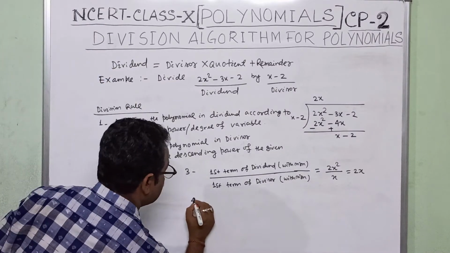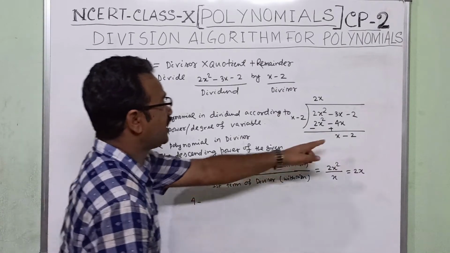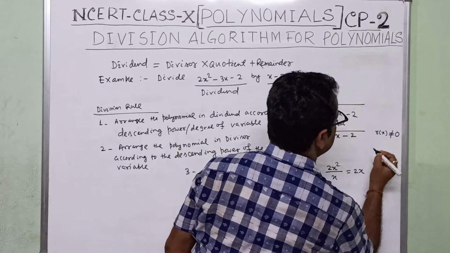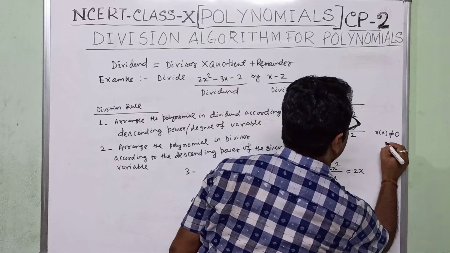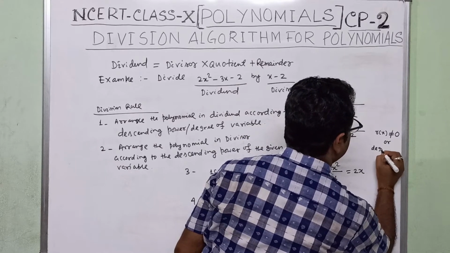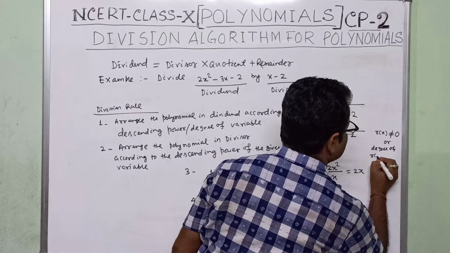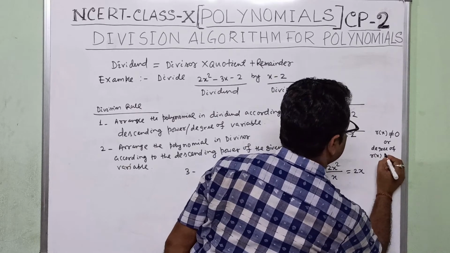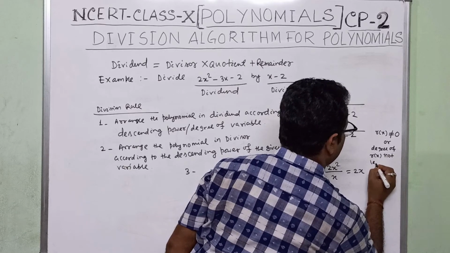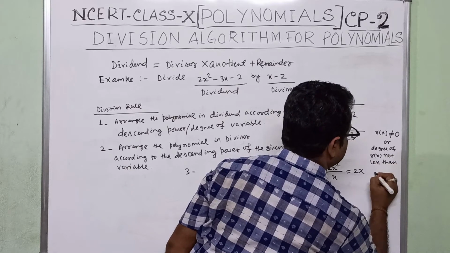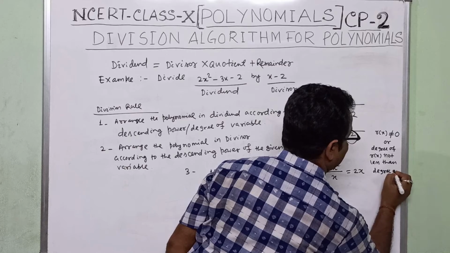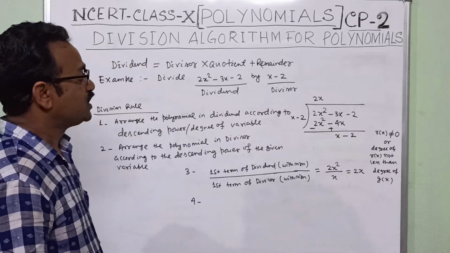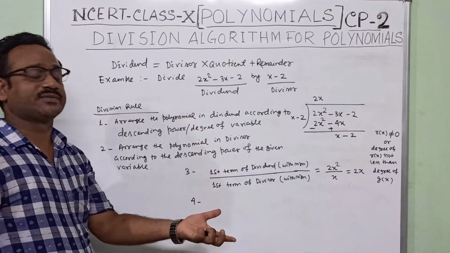Now step 4, same process here. R(x) is not equal to 0, or degree of R(x) is not less than degree of G(x). Again I will write this, so we will continue the division.